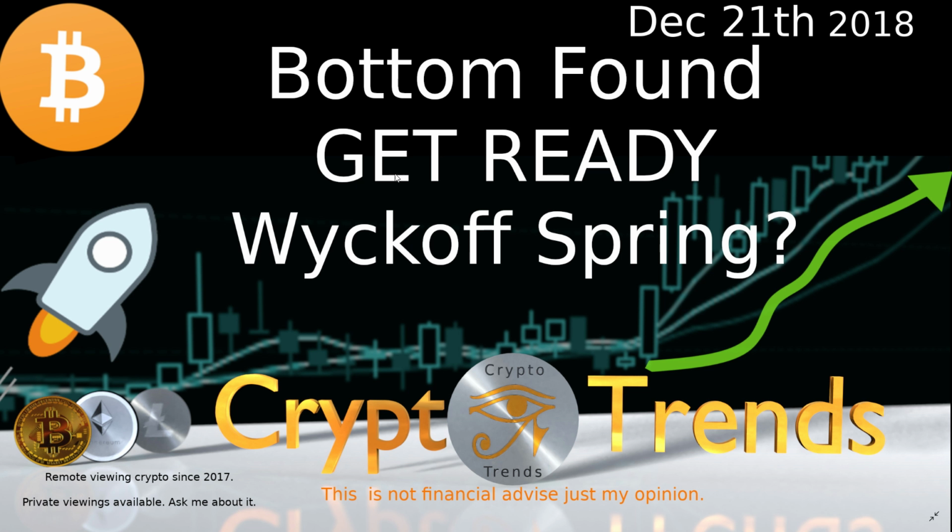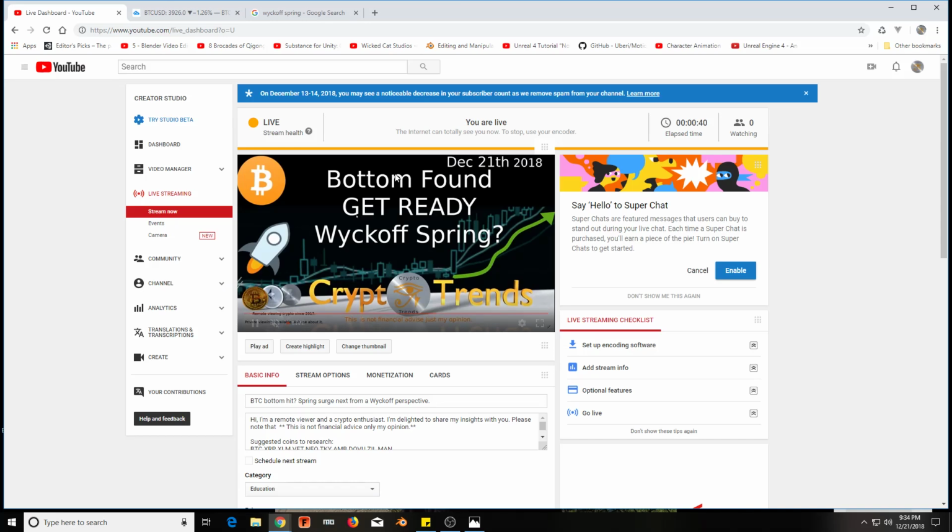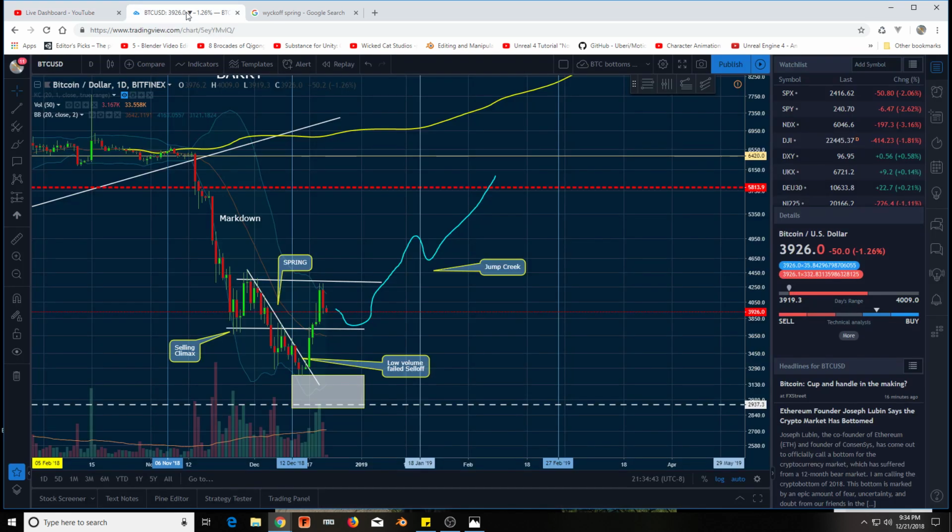So let's get on to it, okay? Let's go take a look. Where are we with Bitcoin here? And we'll go over to BTC. This is a BTC USD daily chart, logarithmic scale. Good old TradingView.